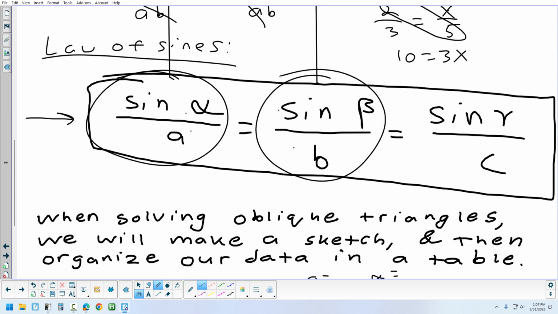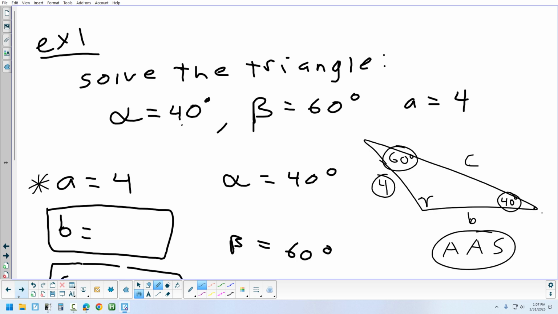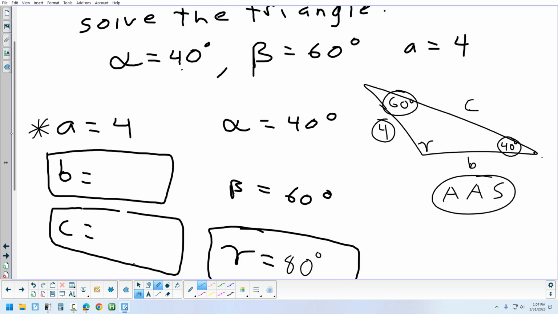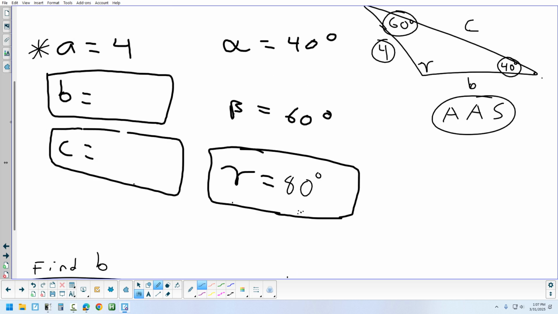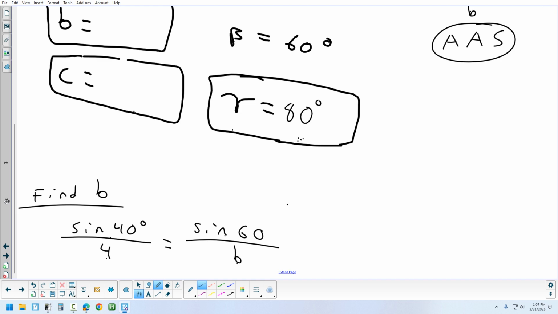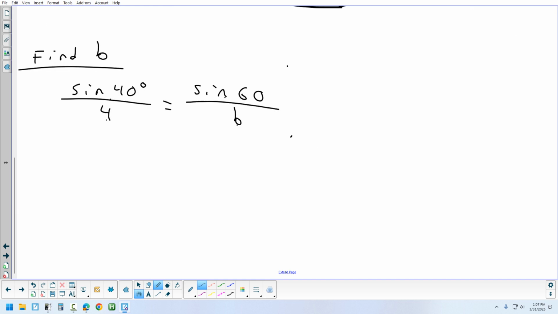The reason we're not using the third part yet is because we're not finding c. We're going to do that after. So we still need it, but not now. So sine of beta, which is 60, over b. Out of the 4 spots, number, number, number, variable. You always want to have just one variable you're solving for. How did we say we solve a proportion?